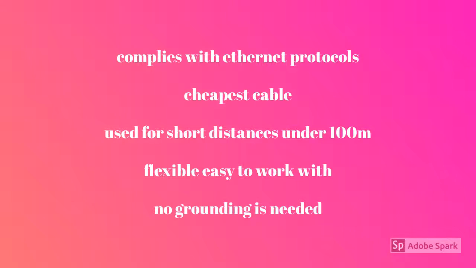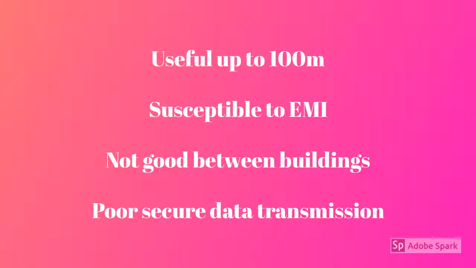The cable is attached to an RJ45 connector and no grounding is needed. The downside to unshielded twisted pair is that it is only effective up to 100 meters before a repeater is needed to replicate the signal. UTP is susceptible to electrical interference and it is not good for use between buildings. Finally, it is not a secure means of transmitting data from a source to a receiver.